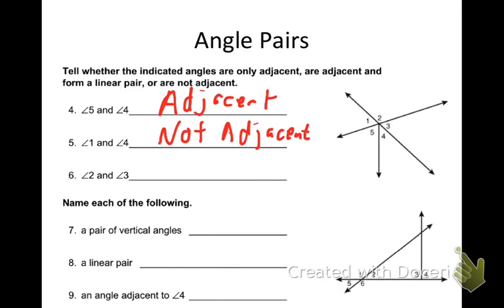And 6, I have angles 2 and 3. So here's angles 2 and 3. What would you say about those, Parker? Would they be adjacent? Do they form a linear pair or not adjacent? So let's go through this first. Are they adjacent? Do they share a side? So are they adjacent then? Yeah, right. They share this side right here. So now the next question is, do they form a line? If I combine them, do they form a line? So that would mean they are a linear pair. Good work, sir.